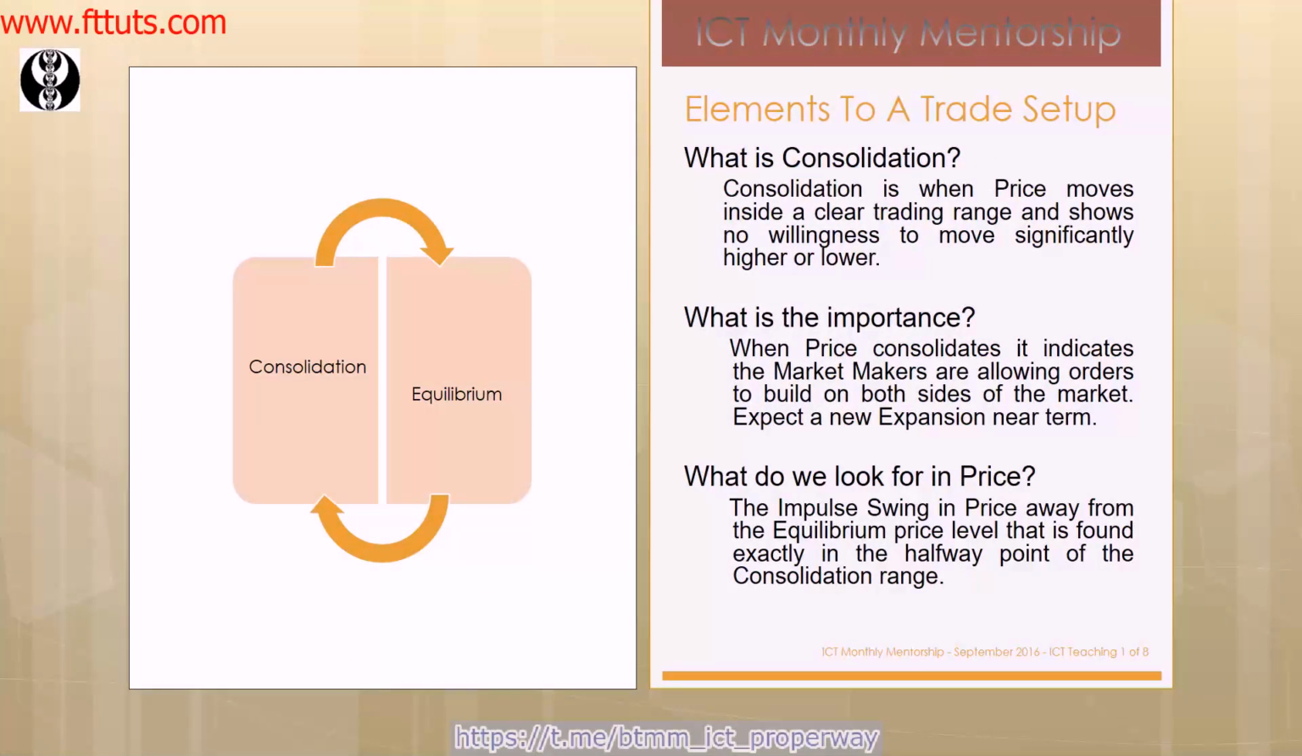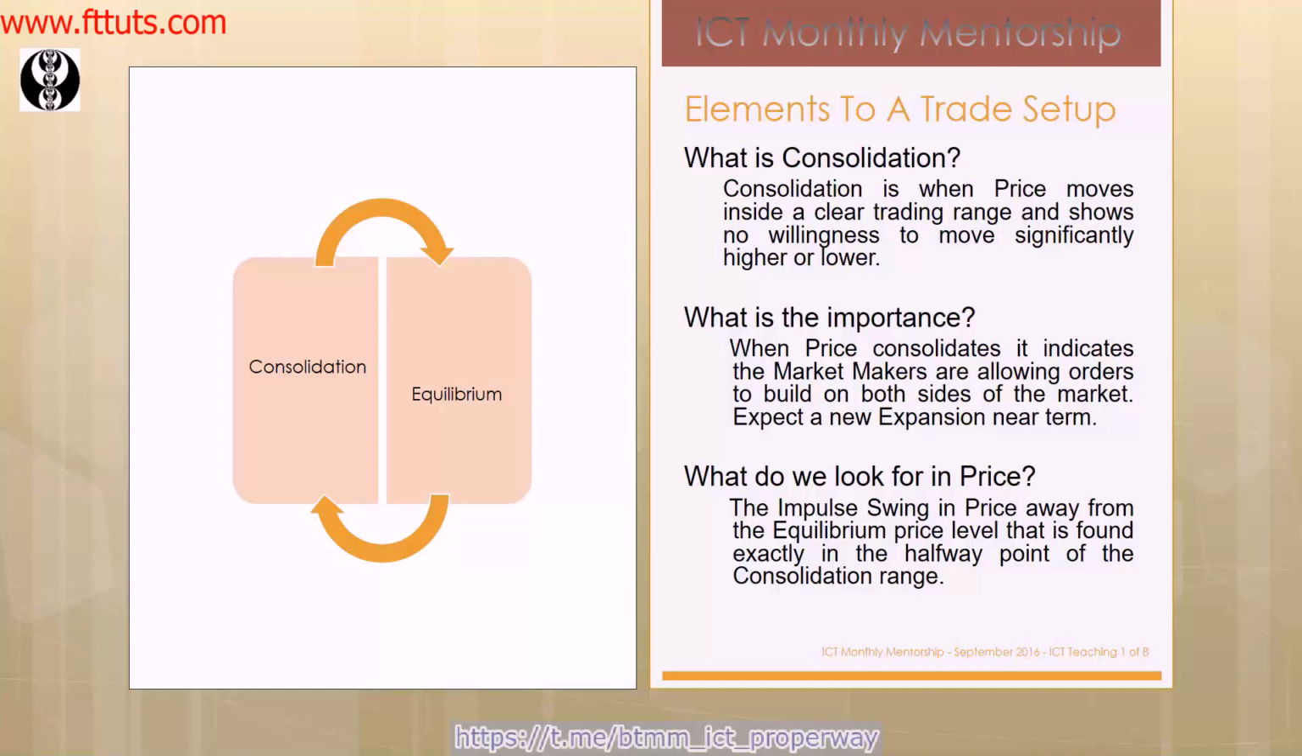And lastly, we have consolidation. And whenever we're referring to consolidation, we're directly relating that to an ICT tool of equilibrium. What is consolidation? Consolidation is when price moves inside a clear trading range and shows no willingness to move significantly higher or lower. Now, what's the importance? When price consolidates, it indicates the market makers are allowing orders to build on both sides of the market. Expect a new expansion near term.